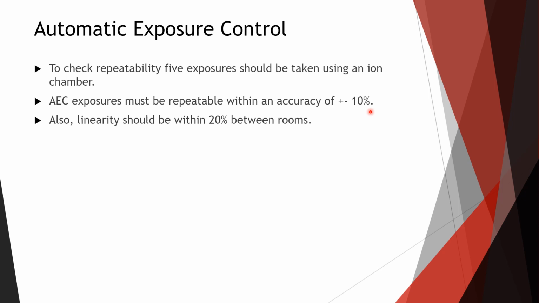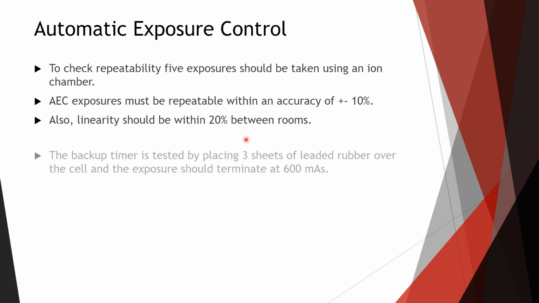So if you're exposing the same object again and again, it should take an exposure, as measured by the ion chamber, within plus or minus 10%, okay, every time. Then each room should be within 20%, so there shouldn't be too much of a variance between the rooms.